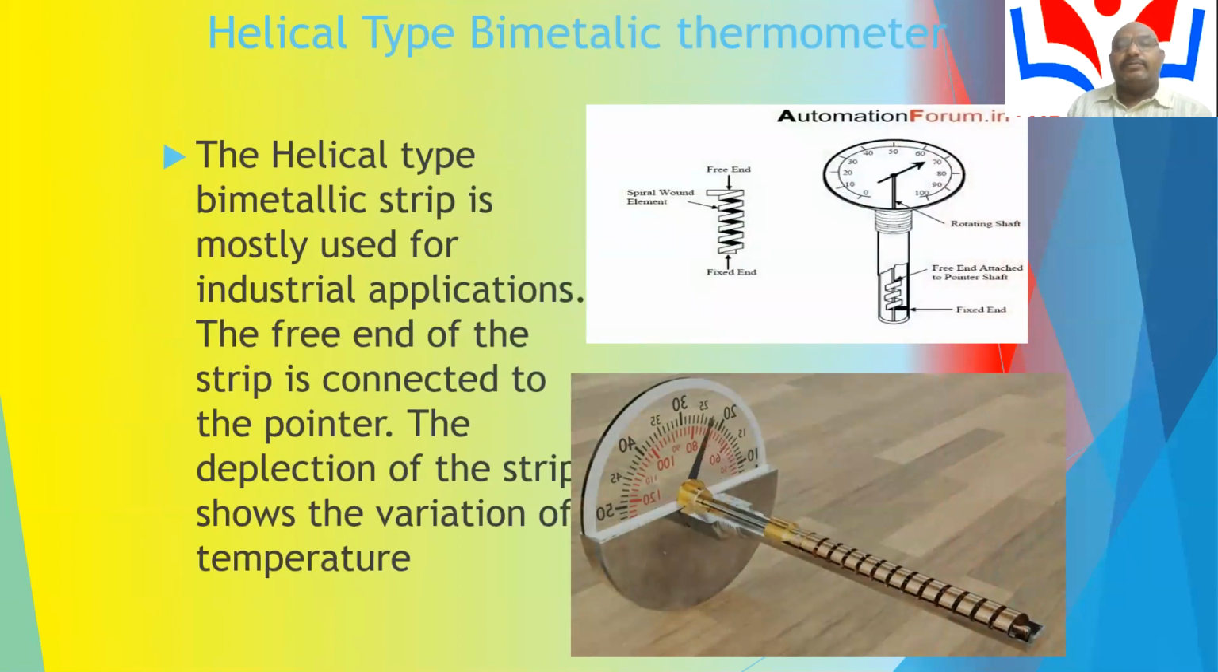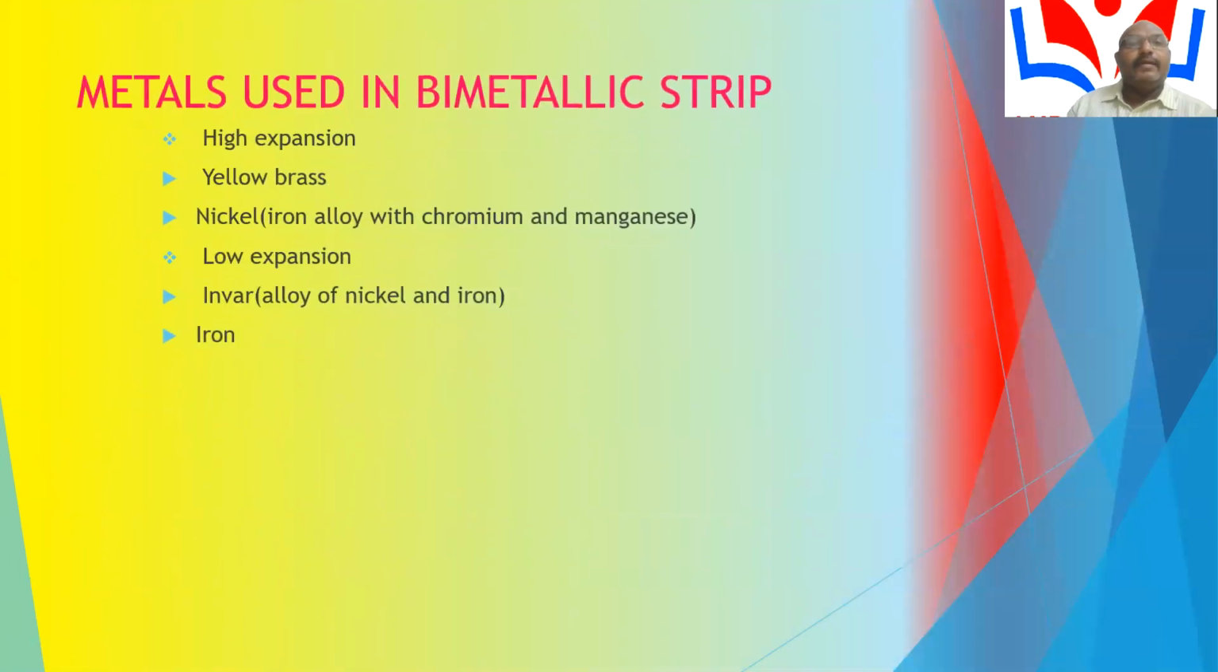Helical type bimetallic thermometer. The helical type bimetallic strip is mostly used for industrial applications. The free end of the strip is connected to the pointer. The deflection of the strip shows the variation of the temperature. Metals used in the bimetallic strip: high expansion, yellow brass, nickel; low expansion, an alloy of nickel and iron.